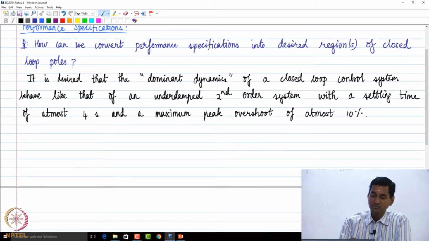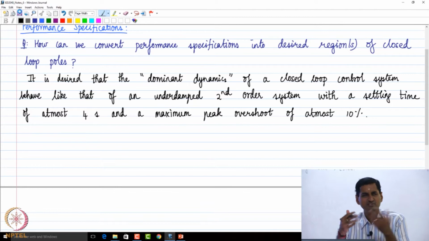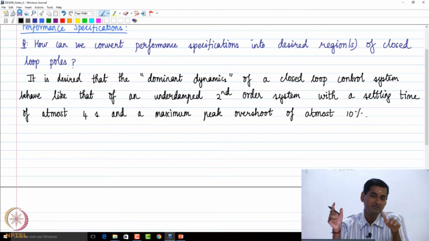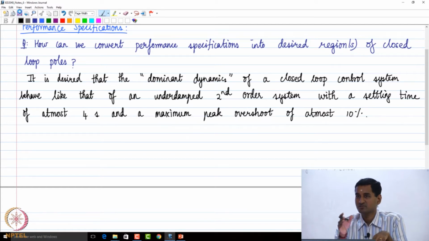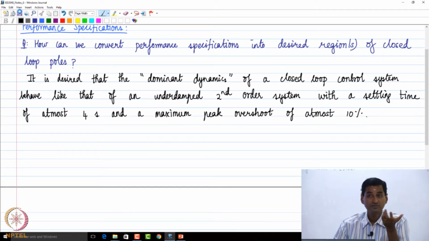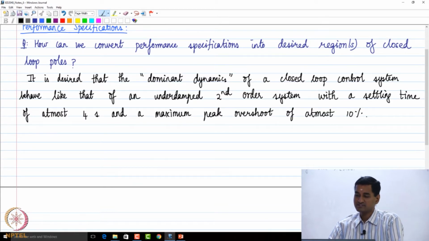So let's say I am told to design a closed loop control system for some practical application, such that the closed loop control system's dominant dynamics behave in this way. So what do I mean by dominant dynamics in quotes? We have looked at what are called dominant poles. Dominant poles are those which are closer to the imaginary axis. So let's say I want my two poles which are closest to the imaginary axis to behave like those of an underdamped second order system with a settling time of at most 4 seconds and a maximum overshoot of at most 10%. Those are my desired requirements. Now the question is how do I convert it into performance specifications.